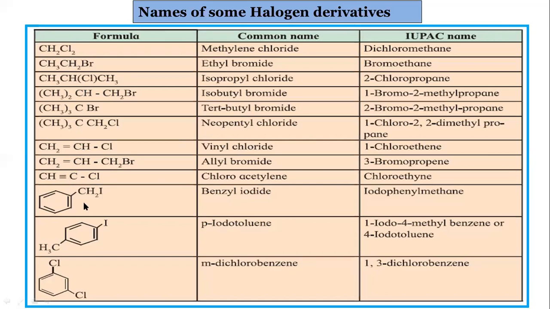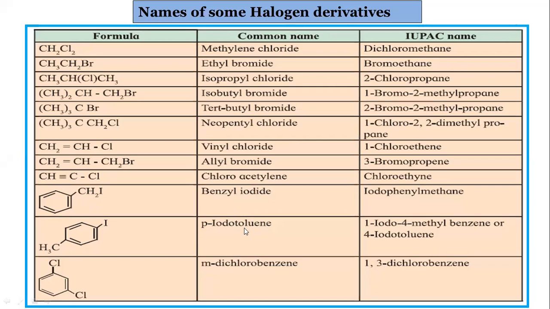This is benzyl iodide. See, iodine is attached directly to the sp3 hybridized carbon atom. This is an example of haloarenes. See, CH3 and iodine are at 1,4 position. It is also called para position. So the name is para iodotoluene.